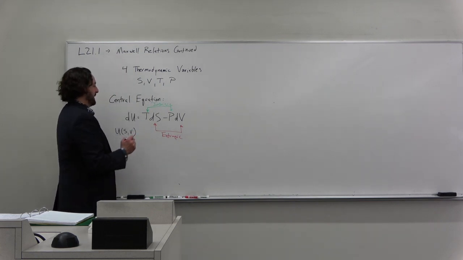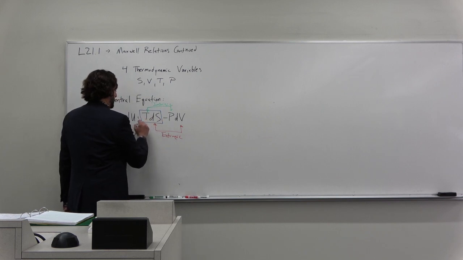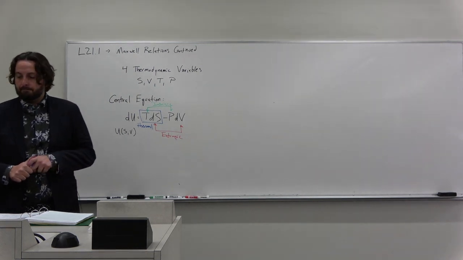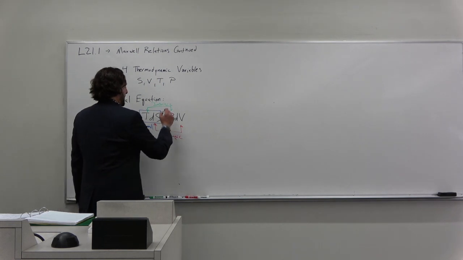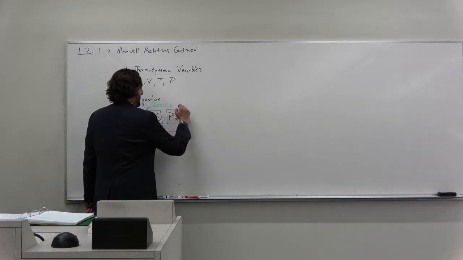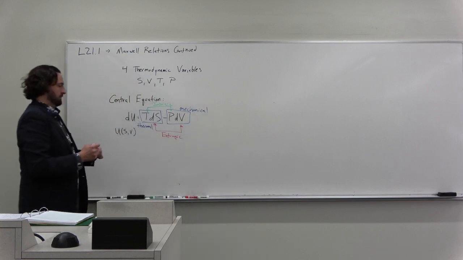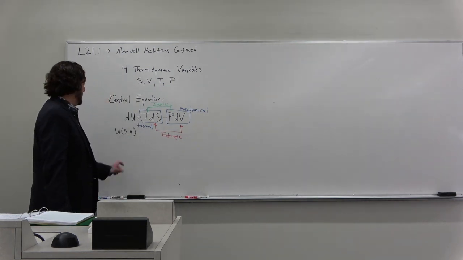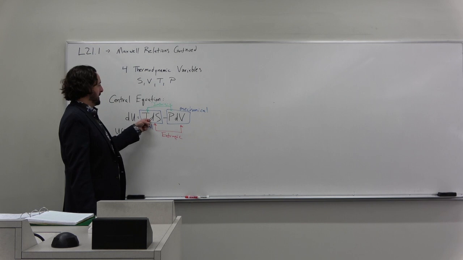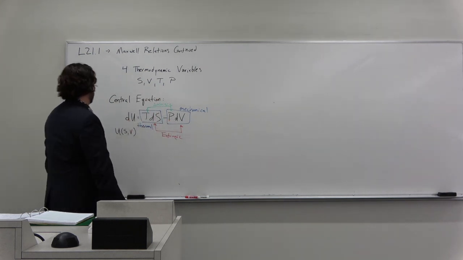Now I also want to point out that these are thermal variables, right? Whereas P and V are mechanical. Okay, so you can see quite some interesting relationships here in our central equation. These two are thermal variables, these two are mechanical, these are extrinsic, and these are intrinsic. Okay?